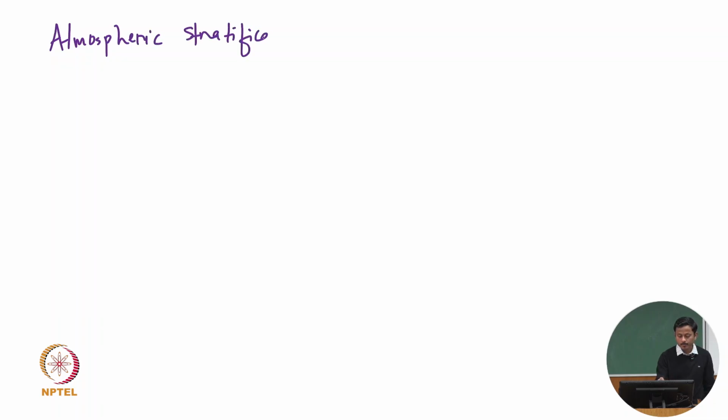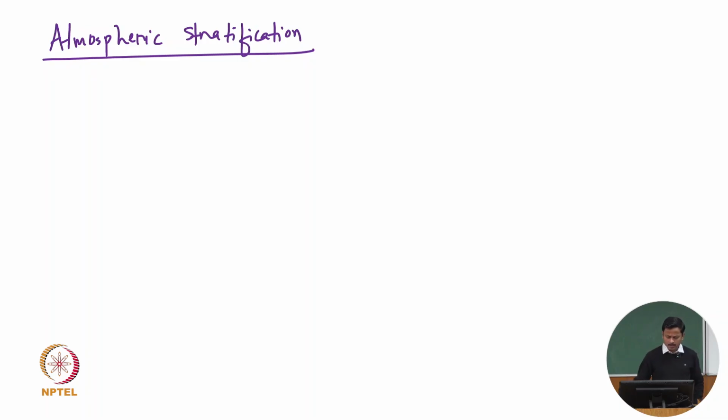Some discussion on atmospheric stratification is apt here. The density of air in the atmosphere can change primarily due to internal energy changes and also due to pressure changes. This occurs because the air is constantly heated by the sun, and it is warmer near the tropics and cooler near the poles. So there is a change in internal energy.